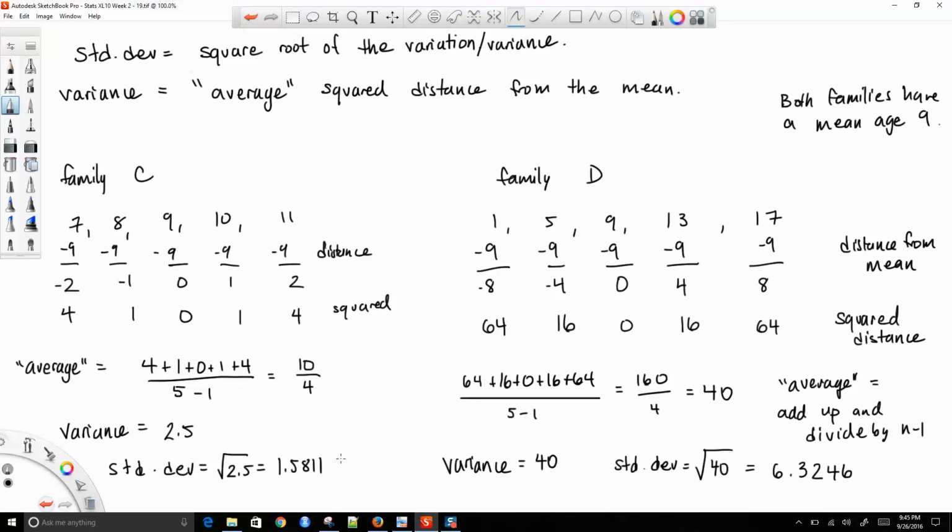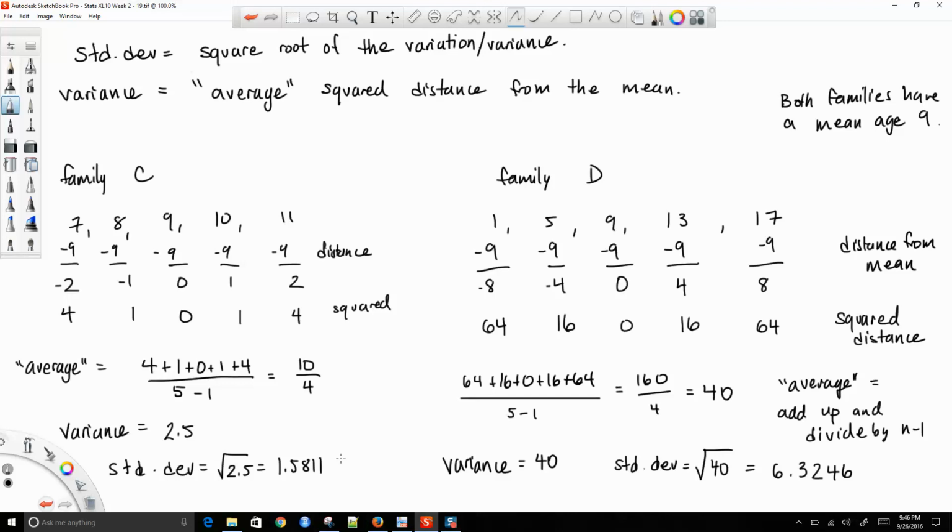Yes, question? What would the standard deviation tell us? So again, when we looked at the ages of the family, and we said family D has a bigger spread, more dispersion than family C, okay? In this example, it was very obvious, but we can give a number and say, oh, the standard deviation of family D is 6.32. The standard deviation of family C is 1.58, okay?